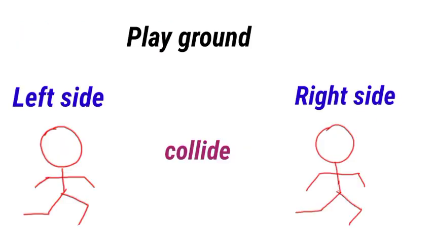For example, imagine a playground. From the right side a boy was running, and at the same time a boy from the left side was running. This is the right side and this is the left side. Like I said, they were running at the same time, in opposite directions, and they collide with each other. Both feel hurt because each applies a force to the other.